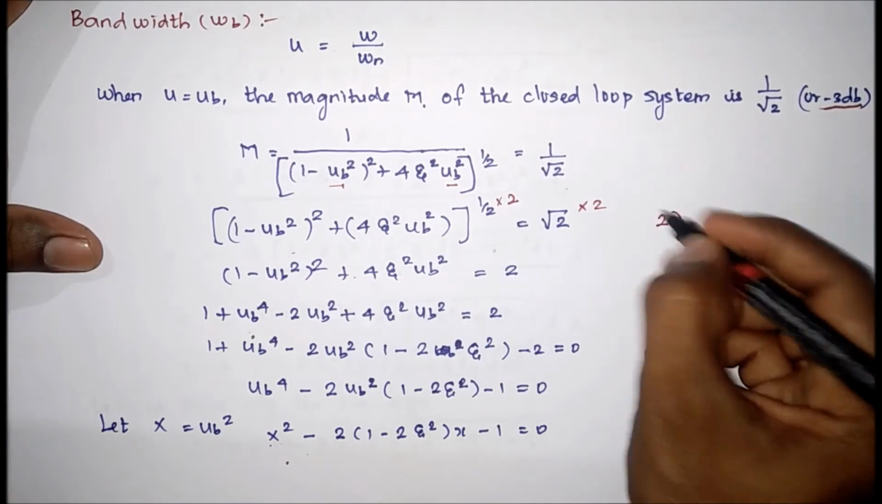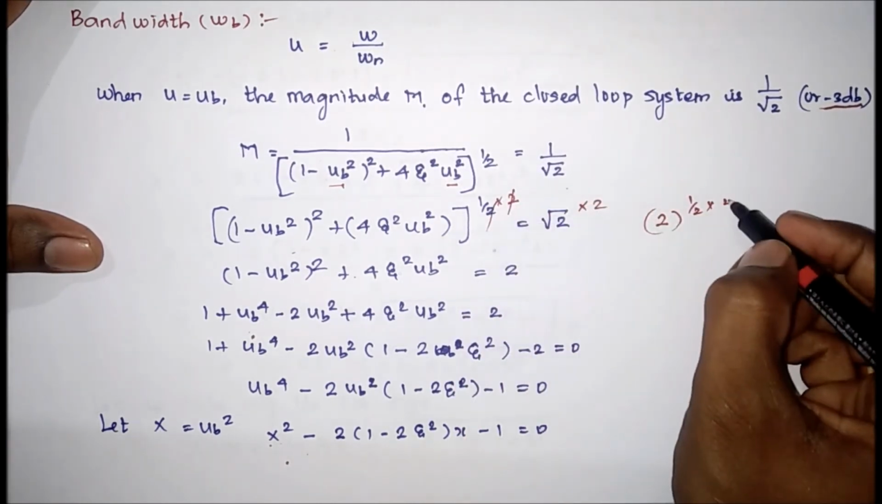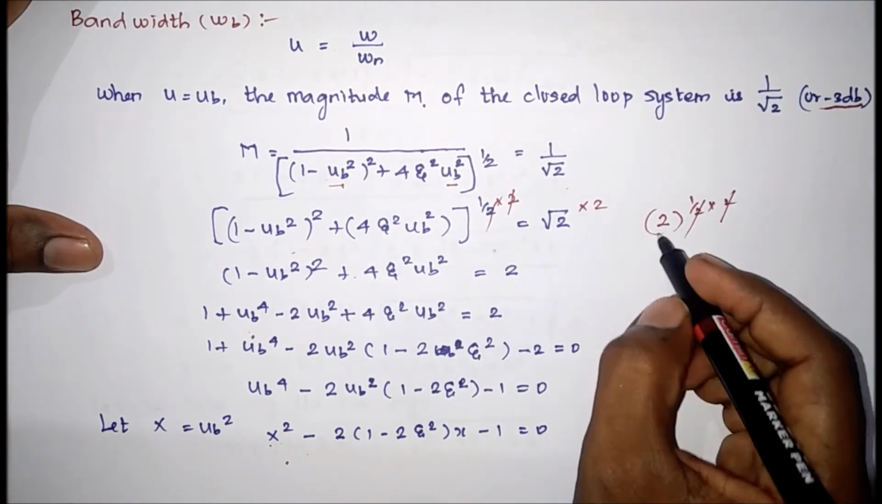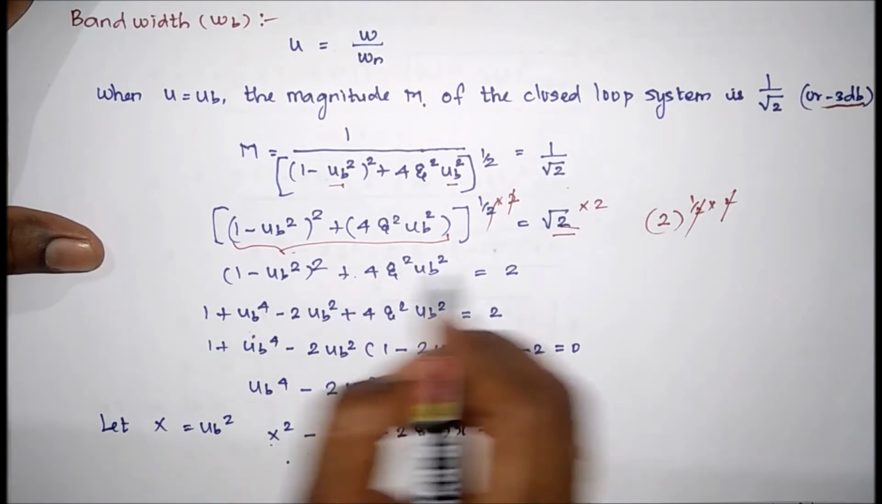So it will become like this. So this 2 and this 2 will get cancelled. Here this 2 and this 2 will get cancelled. Therefore the inside term equals 2.